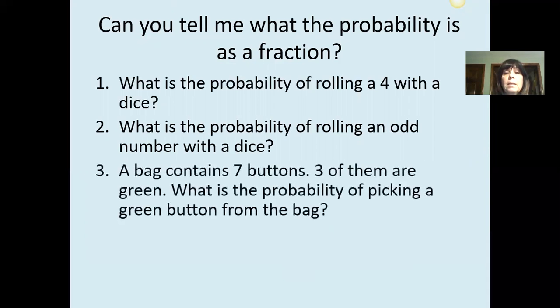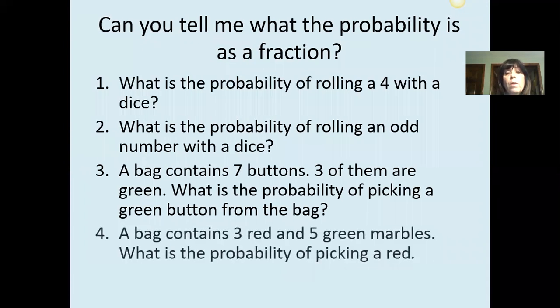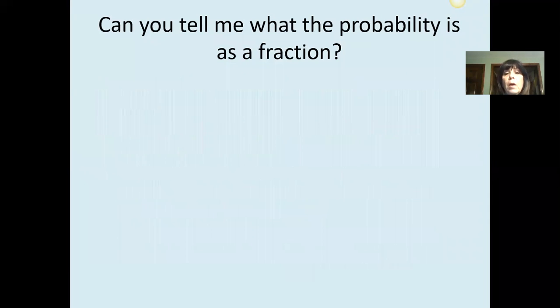And then the last example, if I have a bag that contains 7 buttons, 3 of them are green, what's the probability of getting a green? Well, if you have 3 chances out of the 7 buttons, your probability would be 3 over 7. And then the last thing, what if I had a bag that contained 3 red and 5 green marbles? The probability of now getting a red, so there are 3 red and there are 5 green, but 3 red out of the total of 8 would be 3 over 8.